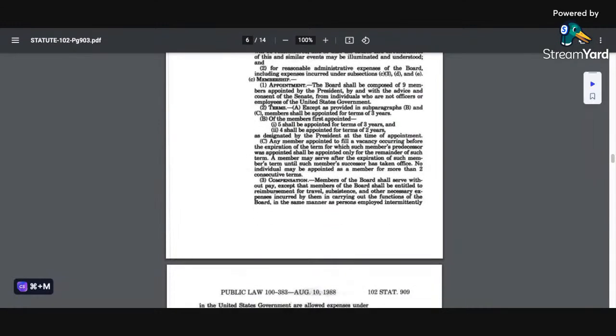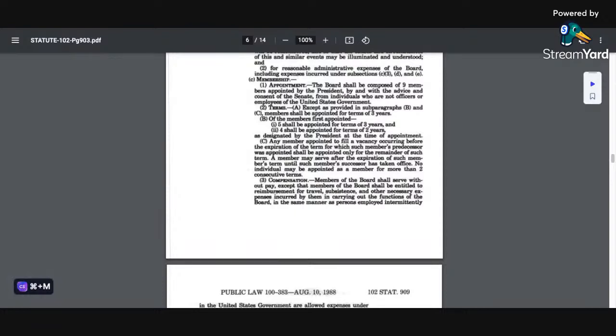C. Membership. 1. Appointment. The board shall be composed of 9 members appointed by the President, by and with the advice and consent of the Senate, from individuals who are not officers or employees of the United States government. 2. Terms. A. Except as provided in subparagraphs B and C, members shall be appointed for terms of 3 years.